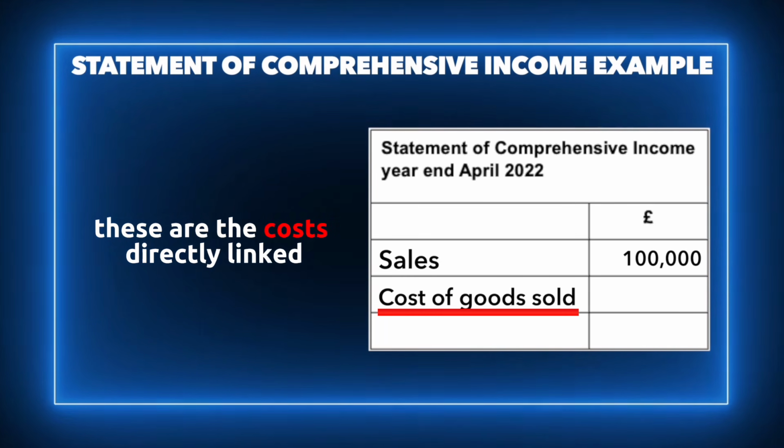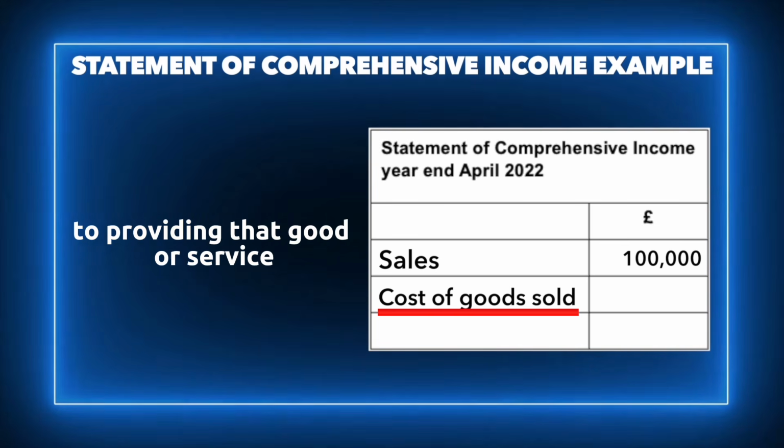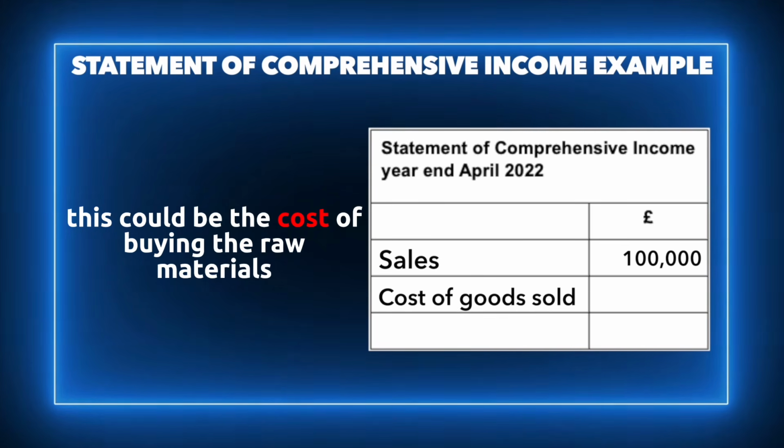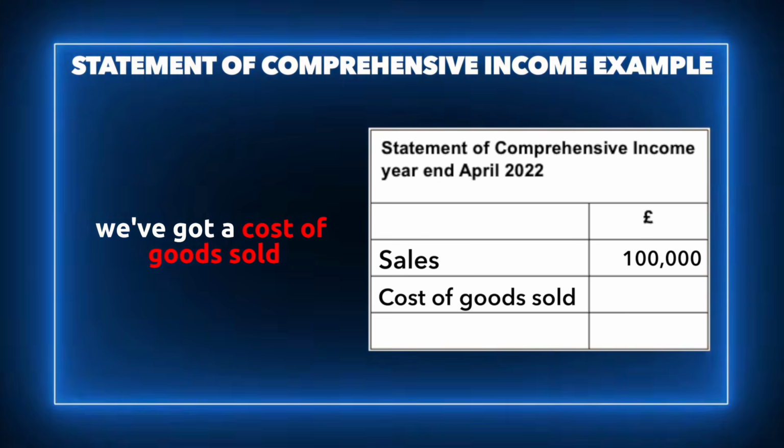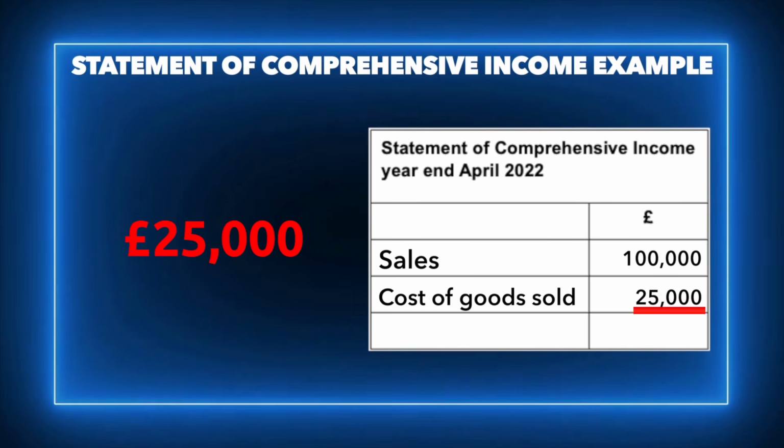The next part of a statement of comprehensive income is the costs of goods sold. These are the costs directly linked to providing that good or service. This could be the cost of buying the raw materials to make a product or the cost of buying the goods from a wholesaler. As you can see here, we've got a cost of goods sold of £25,000.